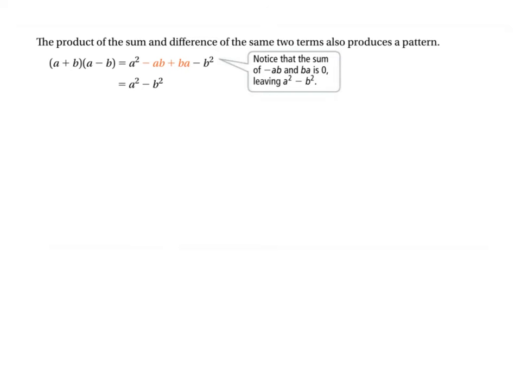All right, now, what we just learned was if you took one binomial and you squared it, you multiply it by the exact same binomial. Now we're going to learn the special case of taking two binomials where one of them is a plus b and the other one is a minus b.